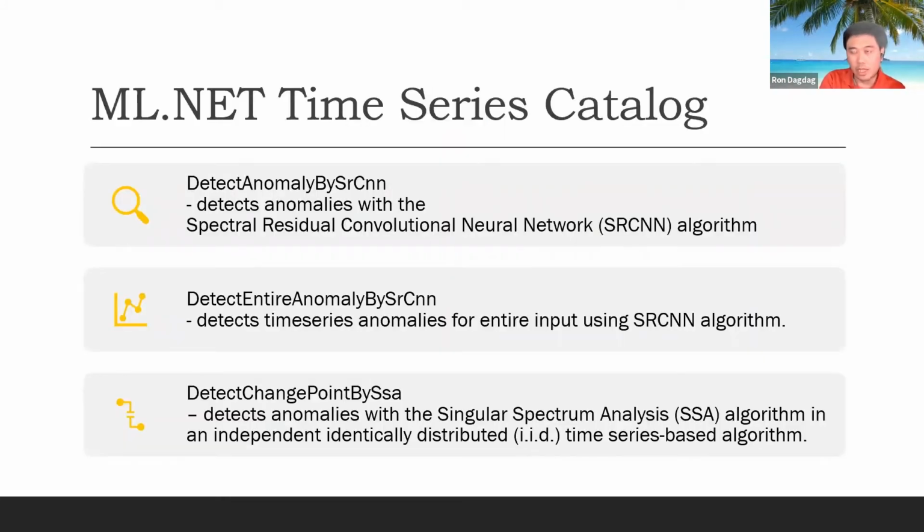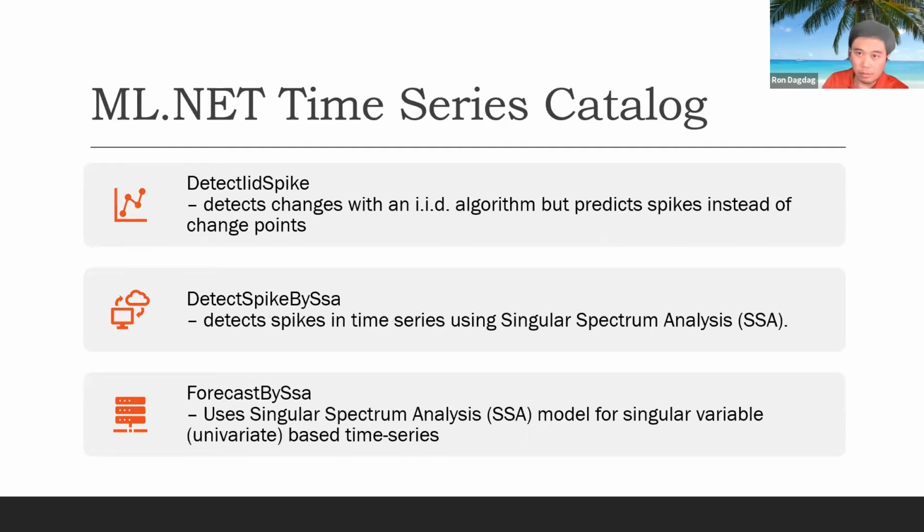So ML.NET has a time series catalog that you can use to detect anomalies. There are different algorithms already out there for you, so you don't have to write and code the algorithm. In this case, I am going to use the detect IID spike right here to predict spikes instead of change points. So spikes would be something like, okay, out of the ordinary, there's an anomaly.